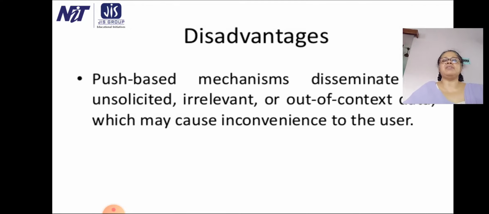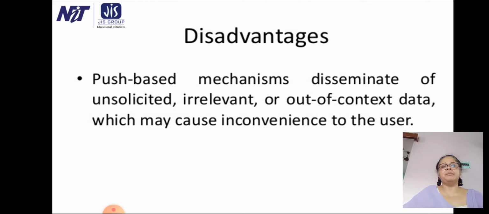What is the disadvantage of push-based mechanism? Push-based mechanism disseminates unsolicited, irrelevant or out of context data which may cause inconvenience to the user. So the disadvantages are dissemination of unsolicited, irrelevant or out of context data. The user may not be interested in the disseminated data and may be inconvenienced.